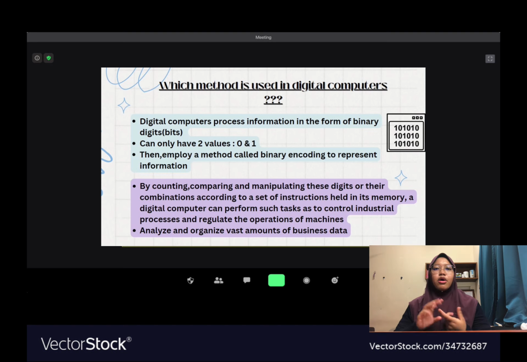By counting, comparing, and manipulating these digits or their combinations according to a set of instructions held in its memory, a digital computer can perform tasks such as controlling industrial processes and regulating the operation of machines. Besides that, it can also analyze and organize vast amounts of business data.